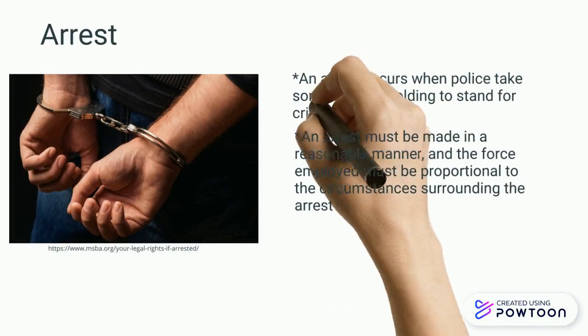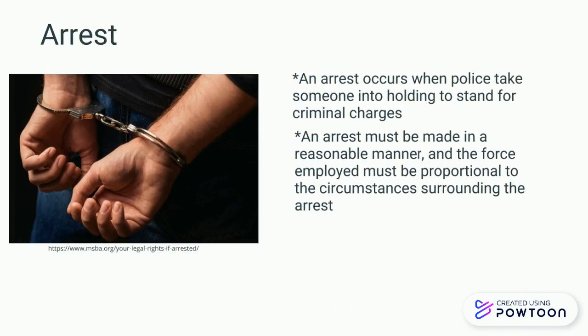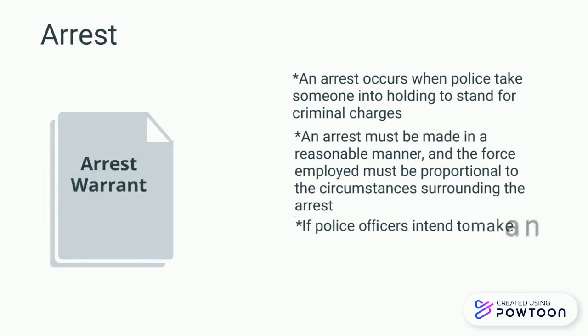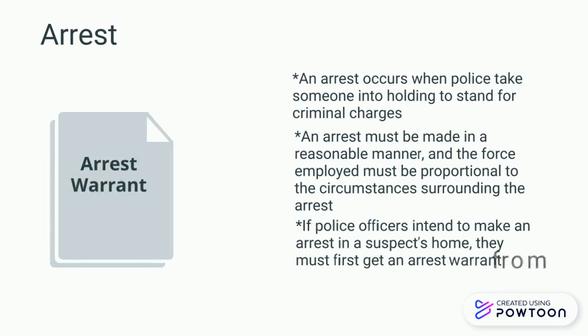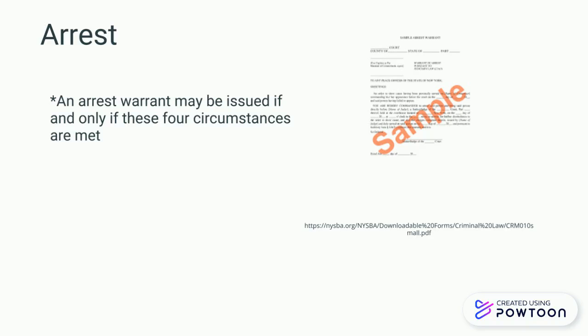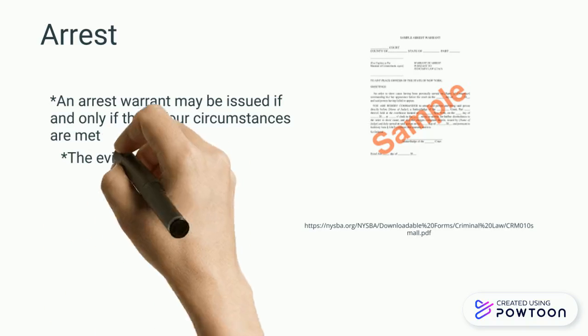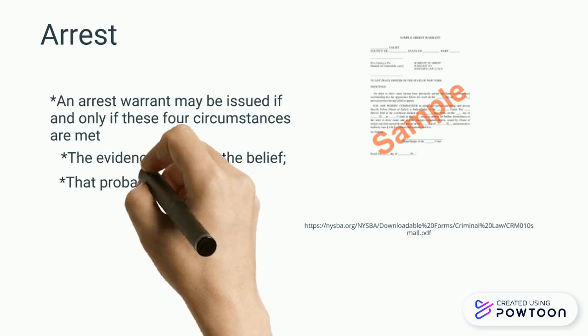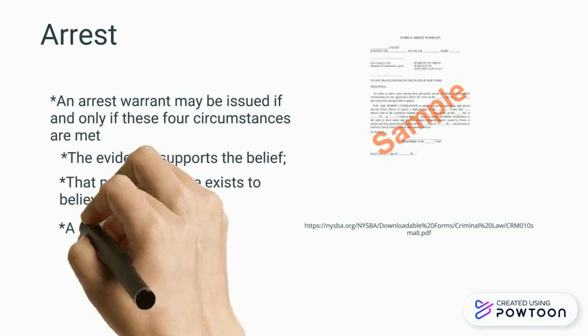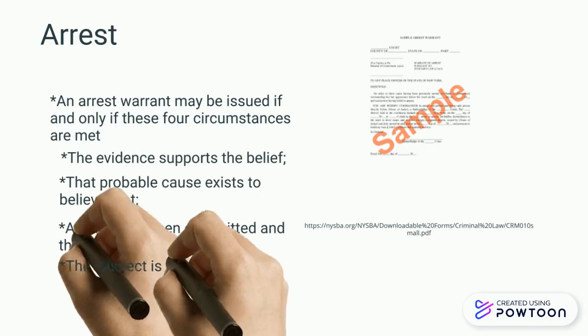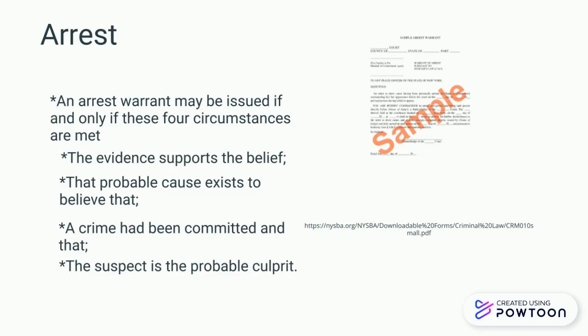An arrest must be made in a reasonable manner, and the force employed must be proportional to the circumstances surrounding the arrest. If police officers intend to make an arrest in a suspect's home, they must first get an arrest warrant from a judge. An arrest warrant may only be issued if four circumstances are met. The evidence supports the belief that probable cause exists to believe that a crime had been committed and that the suspect is a probable culprit. Arrest can also be made on probable cause. Probable cause is a reasonable belief that a crime has been committed.